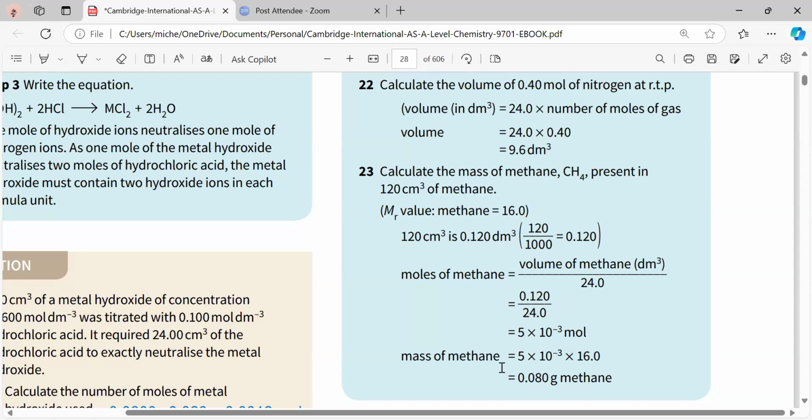And then this is the mass, since we're trying to calculate the mass. So here the moles times the molar mass, which is 16. So 5 times 10 to the power of negative 3 times 16. So there we have it, 0.080 grams of methane.